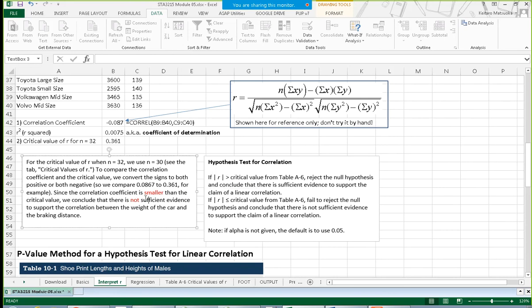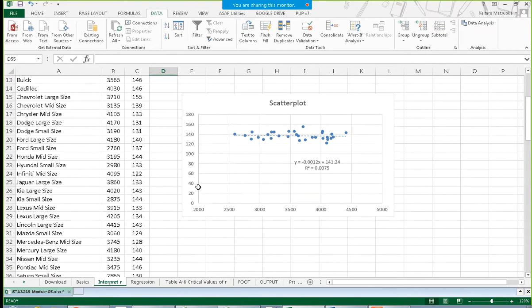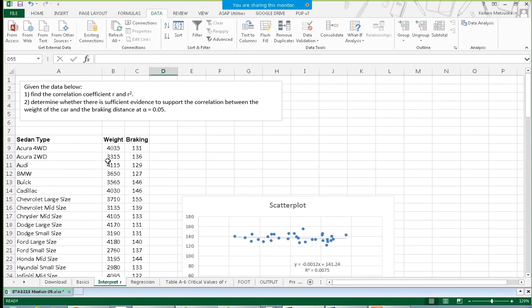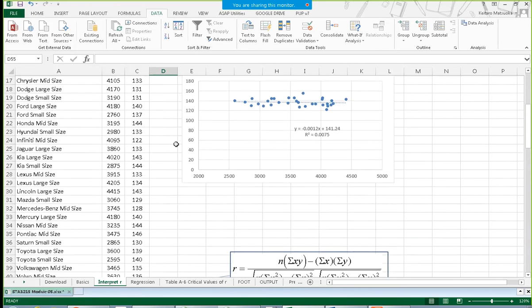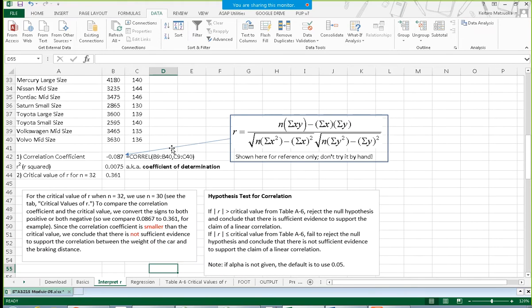So what does that mean in terms of this problem? It means that we can conclude that there's not sufficient evidence to support a correlation between the weight of the car and the braking distance. So seemingly it doesn't matter what the weight of the car is, it doesn't affect the braking distance, according to the data provided here.